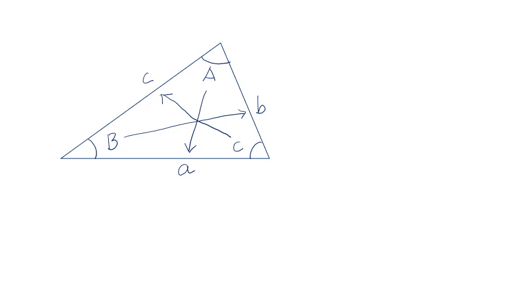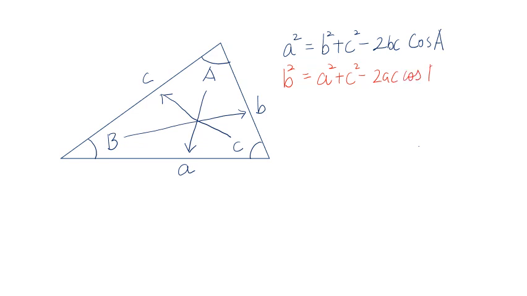Right, so if you're finding the value for side a, a squared equals b squared plus c squared minus 2bc cosine angle A. If you're finding side b, it's b squared equals a squared plus c squared minus 2ac cosine angle B. If you're finding side c, it's c squared equals a squared plus b squared minus 2ab cosine angle C. Right, so this is for finding sides.